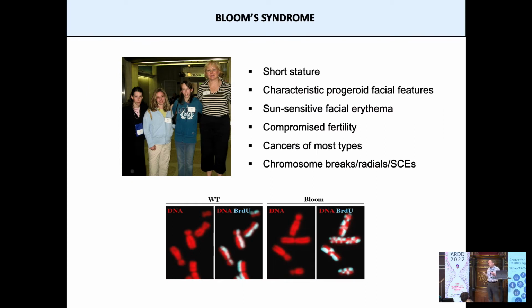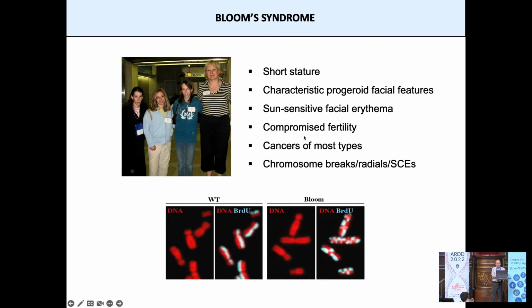The first one is Bloom syndrome, which is mutated in BLM. That's our favorite protein, you might say. It's associated with a whole series of obvious abnormalities, mainly dwarfism, proportional dwarfism. The individuals often have rather progeroid facial features. They have sunlight sensitivity and compromised fertility. So, for example, males are infertile. Females are actually fertile, but they often enter the menopause in their 20s.